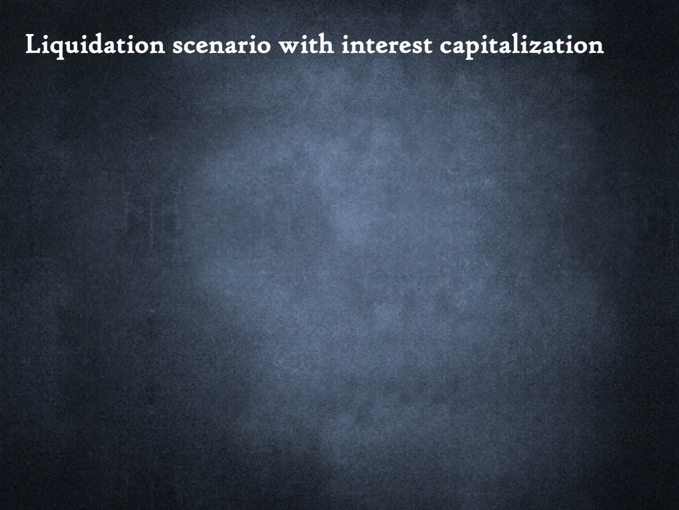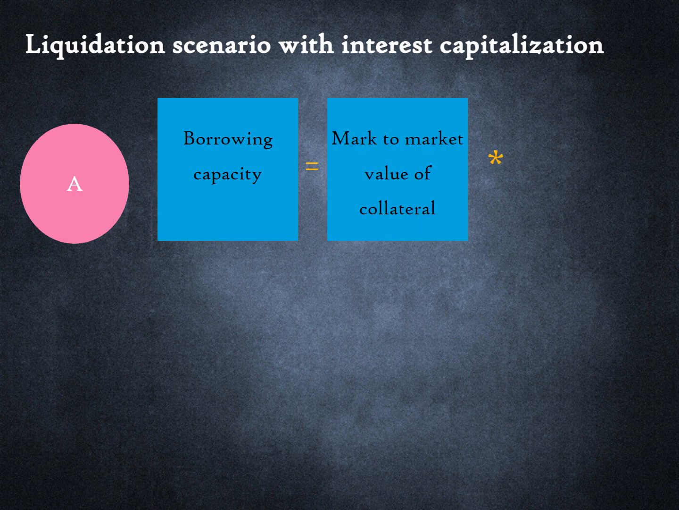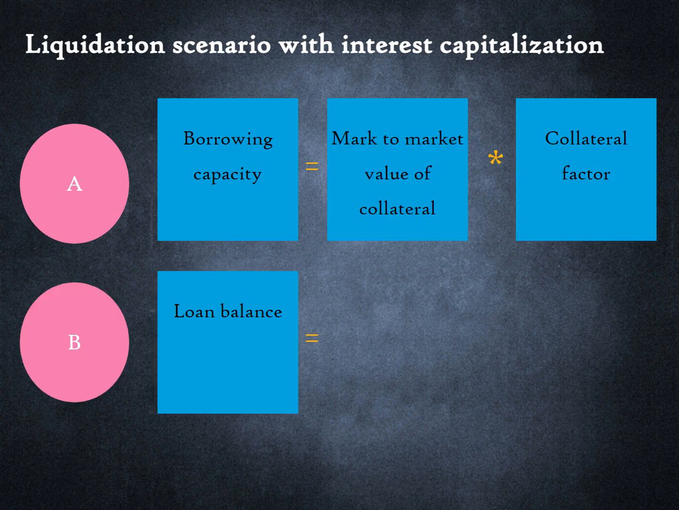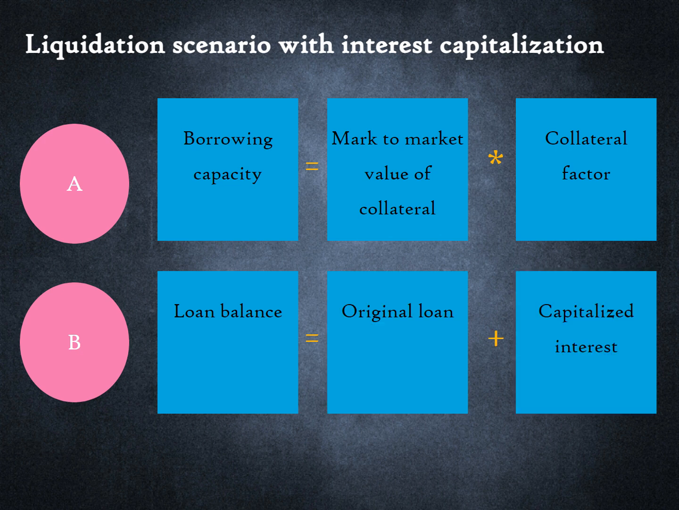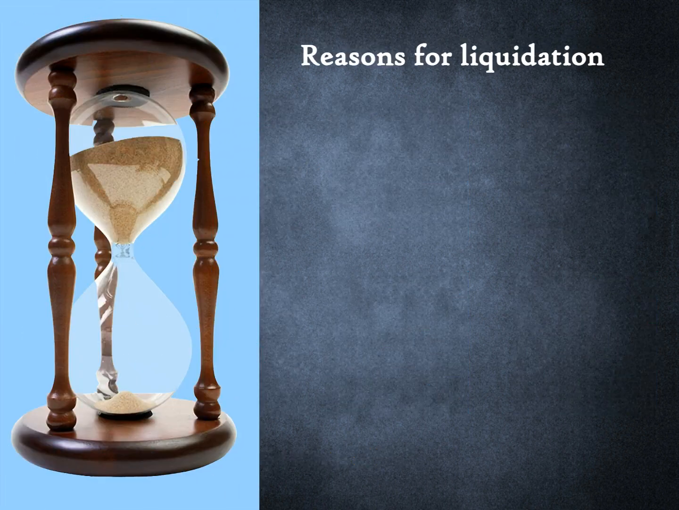We can revisit the liquidation scenario. Borrowing capacity is marked to market collateral value multiplied by the collateral factor. Loan balance is equal to the original loan amount plus the capitalized interest. Liquidation occurs if B above is greater than A. We can summarize the reasons liquidation can be triggered.